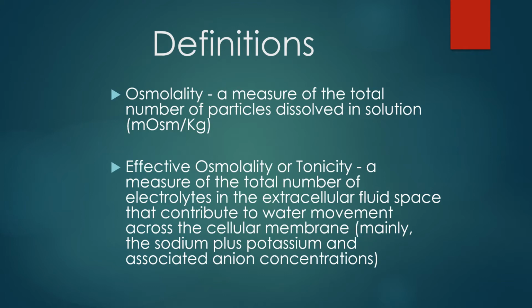An osmol like urea passes freely across the cell membrane, so it's termed an ineffective osmol. Therefore, any changes in plasma urea concentration will not lead to any net movement of water across the cellular membrane. Changes in tonicity is what leads to translocation of water across cellular membranes. The tonicity is determined mainly by the sodium, potassium, and chloride concentrations, since these ions are present in the highest concentration in the plasma or extracellular fluid space.